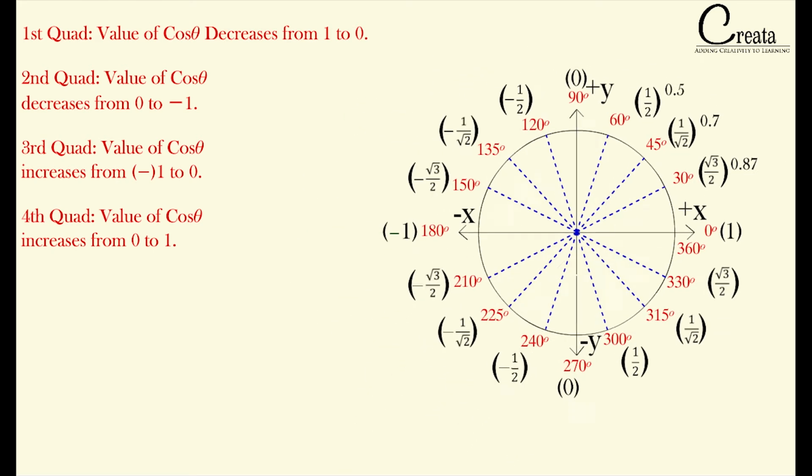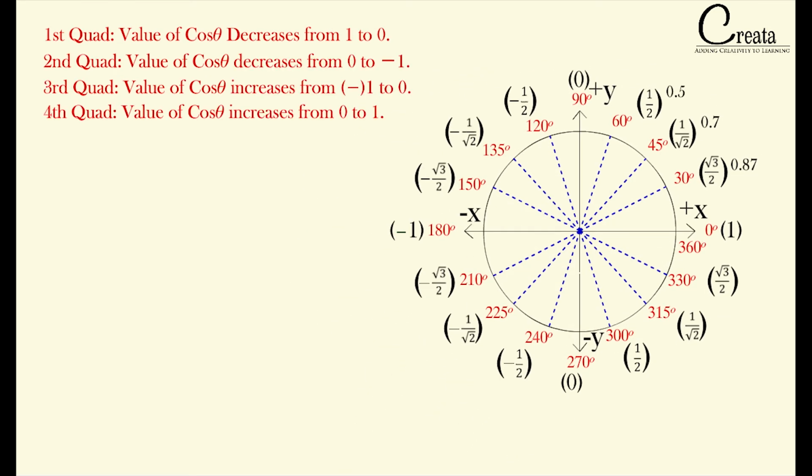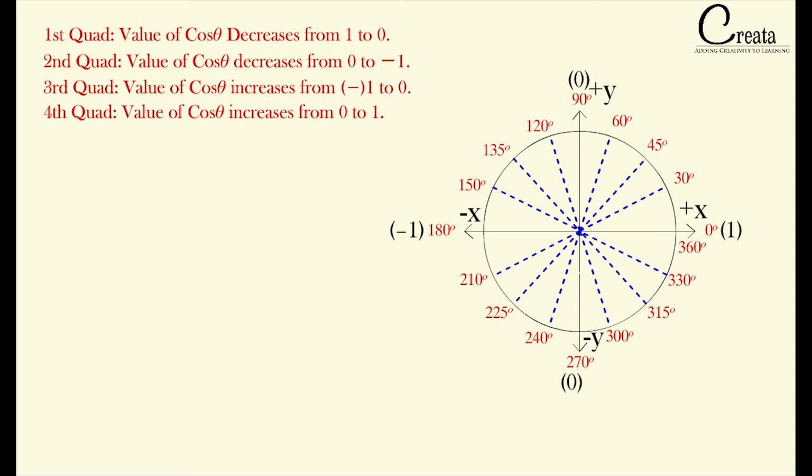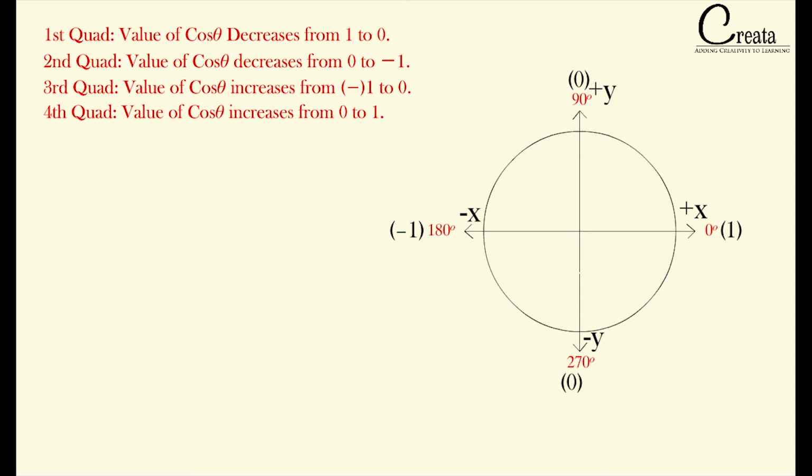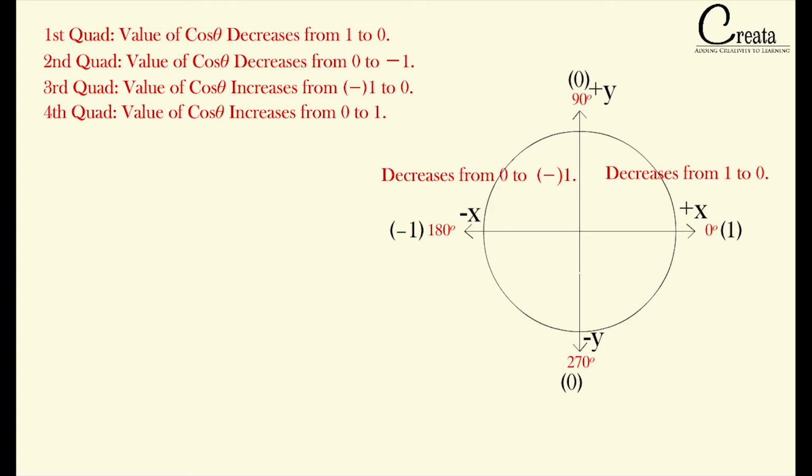For simplicity, let's delete all the middle angles. We will be left with only major angles on axis system, that are 0, 90, 180, 270 and 360 degree. Through this, you can easily memorize that cos 0 degree is 1, cos 90 is 0, cos 180 is minus 1, and cos 270 is 0, and cos 360 degree is again 1. Cos decreases in first and second quadrant and increases in third and fourth quadrant.